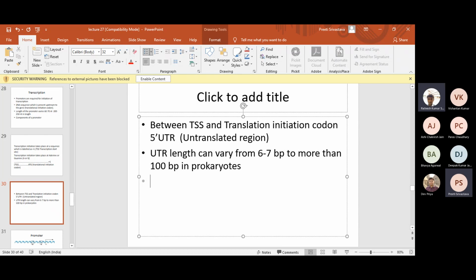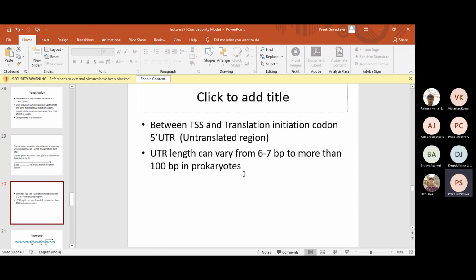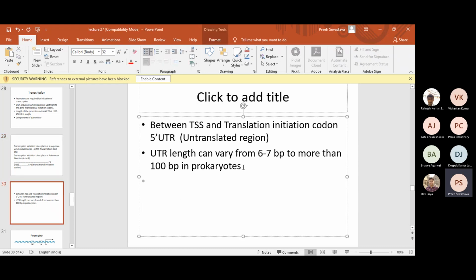Ma'am, are UTRs considered as part of the gene or not? No, they are not considered as part of the gene. When we talk about the gene, these days it is usually represented as the ORF, the open reading frame, which begins from ATG and ends with the stop codon. So the UTR comes in the regulatory portion of the gene.